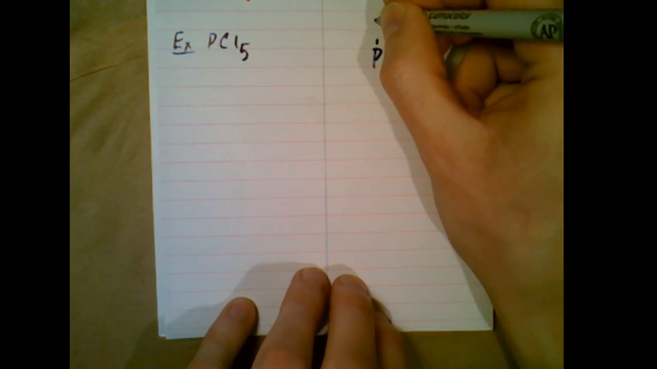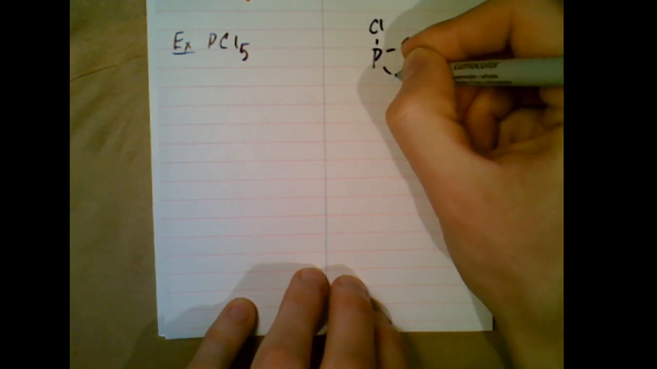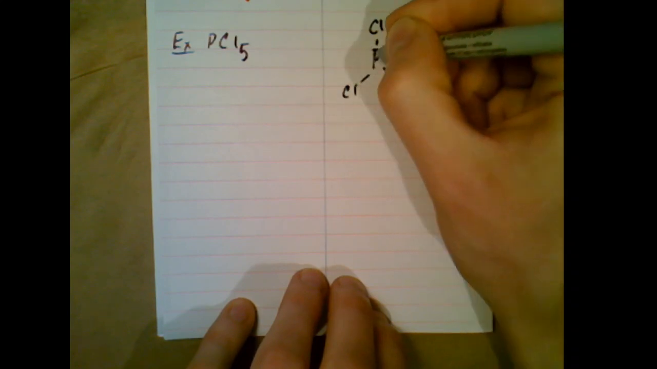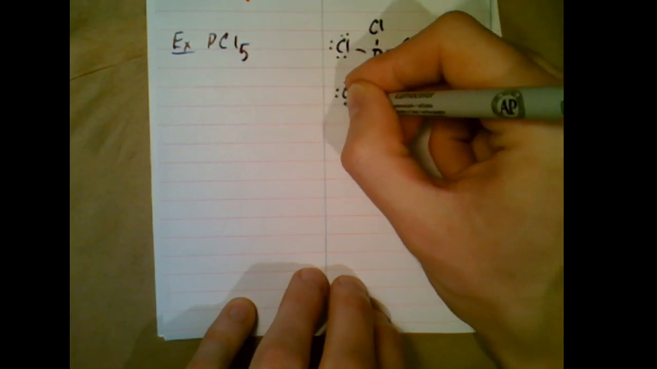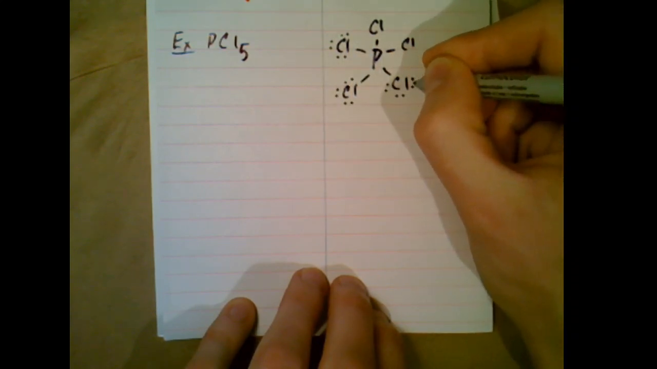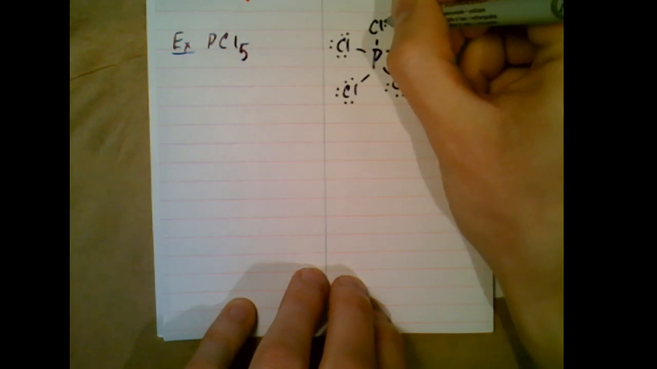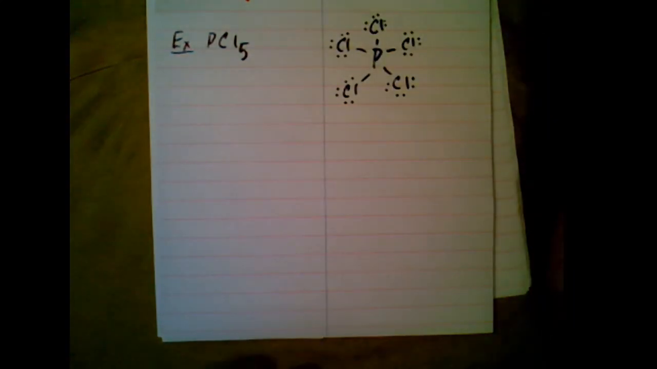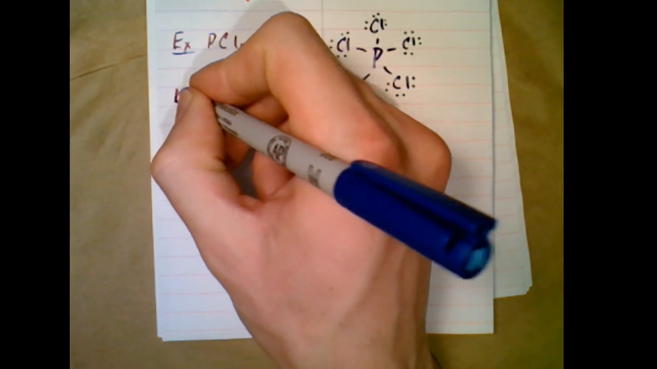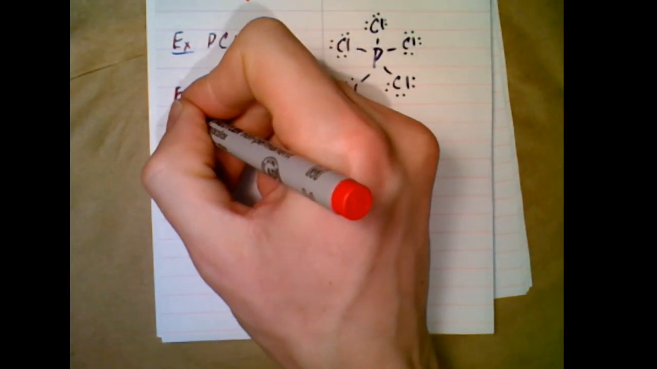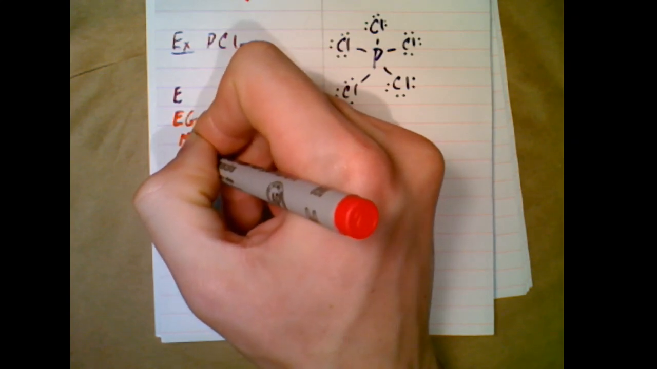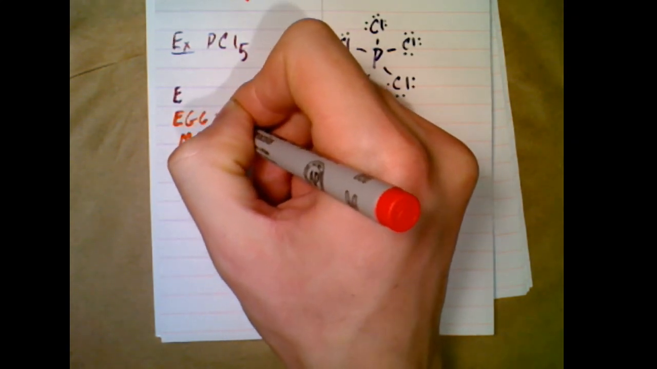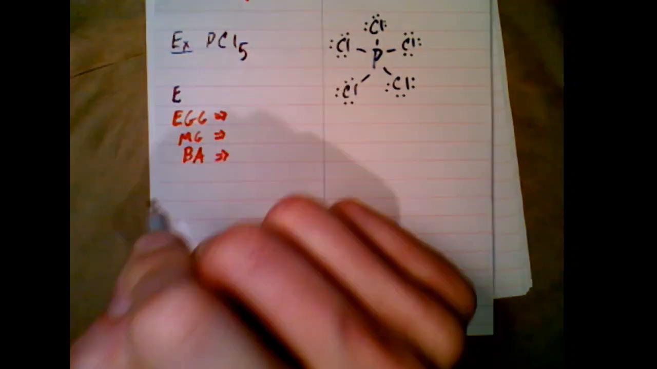We've drawn it already. So it's phosphorus, and it has 5 chlorines all attached to it. Each of those has their own lone pairs. And so this is our Lewis diagram for PCl5. But now let's take a look at, I've been doing this in red, let's keep the trends continuing here. So let's look at the electron group geometry, the molecular geometry, and the bond angle in this structure.